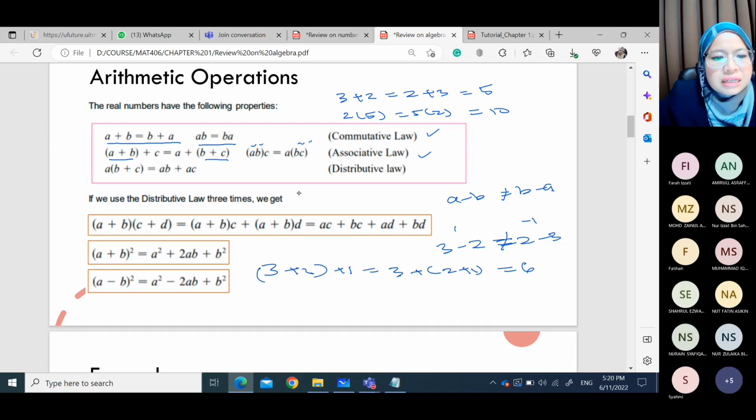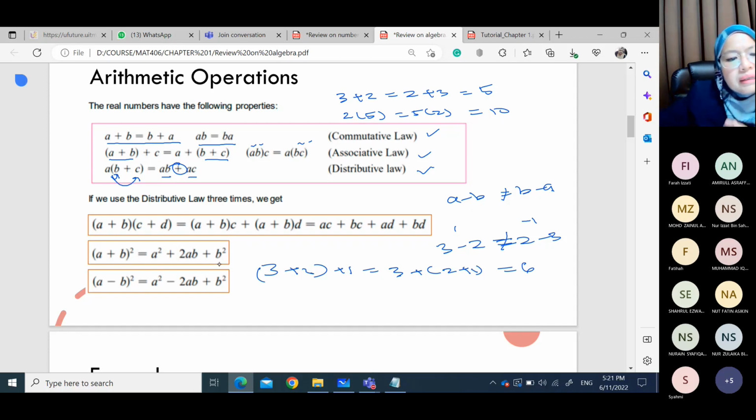Sama jugalah untuk kes yang ini, tambah dan darab saja yang boleh gunakan. Untuk distributive law ni lebih kepada pemfakturan. Kita fakturkan dia. Okay, which is A times B plus C. We multiply A and B, then we have AB. We multiply between A and C, and the operation is a plus. So here we have AC. Okay, so AB plus AC.